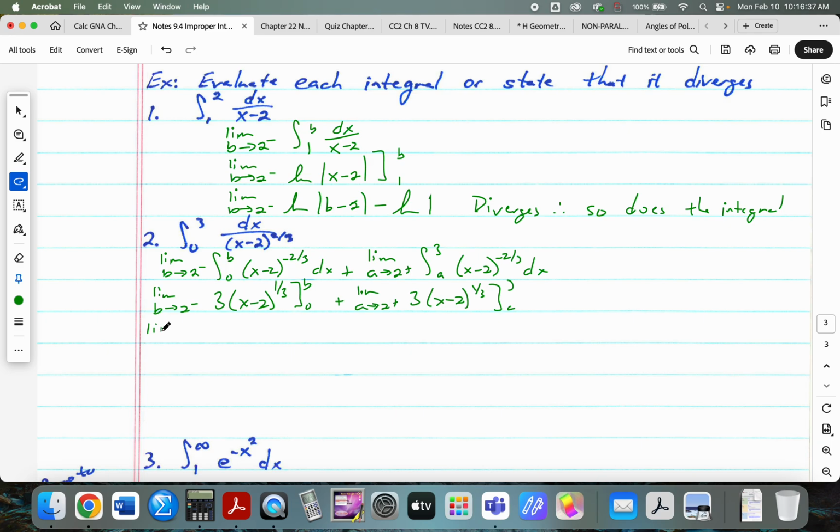So substituting in, we have the limit as b goes to 2 from the left of 3 times (b minus 2) to the 1/3 minus, at 0, this will be 3 times (negative 2) to the 1/3 power, plus the limit as a goes to 2 from the right of, this is just going to be 3 because it's 3 times 1 to the 1/3, minus 3 times (a minus 2) to the 1/3 power.